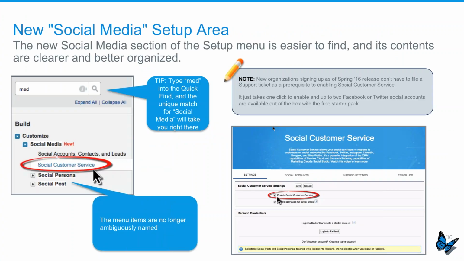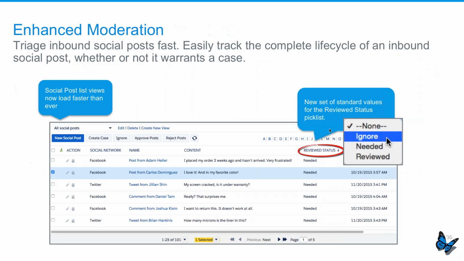Social customer service. This is just a way for you to be able to manage your social presence a little bit easier. You can type MED into the quick find, and you bring up all your customizations. You can enable social customer service and have managed both the personas as well. We provide you with a new way to moderate the social posts out there so that you can triage them very quickly. You can check multiples of them and say ignore, or we've reviewed them, and then provide information back to folks through social media here.